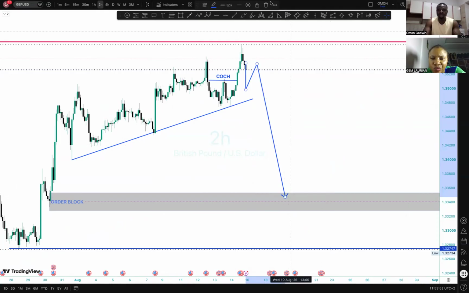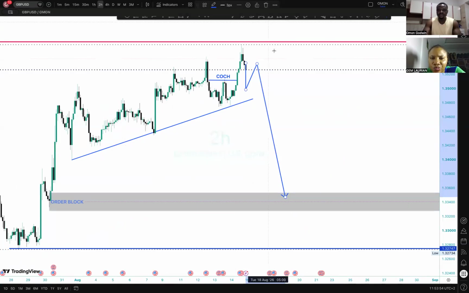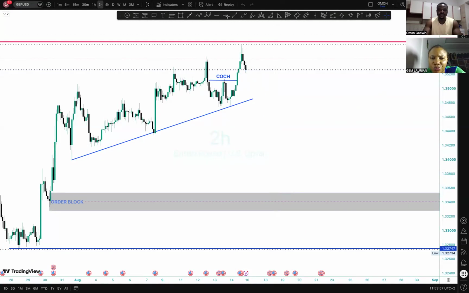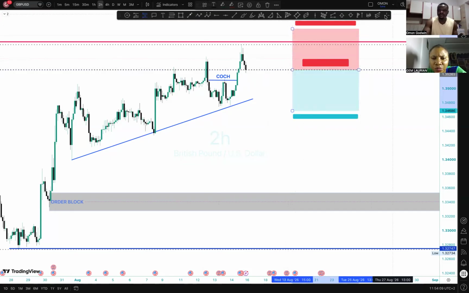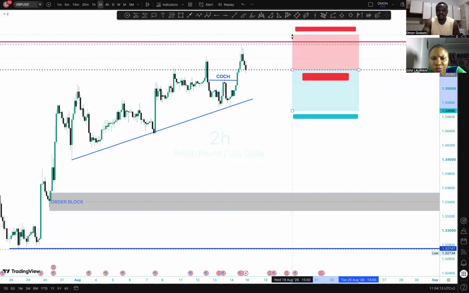So what am I going to do? This is what I'm going to do because I've already analyzed the market based on my perspective and the probability we have of the market. I'm going to be using a sell position. I will place it in this zone. Then our stop loss is going to be above the recent resistance.